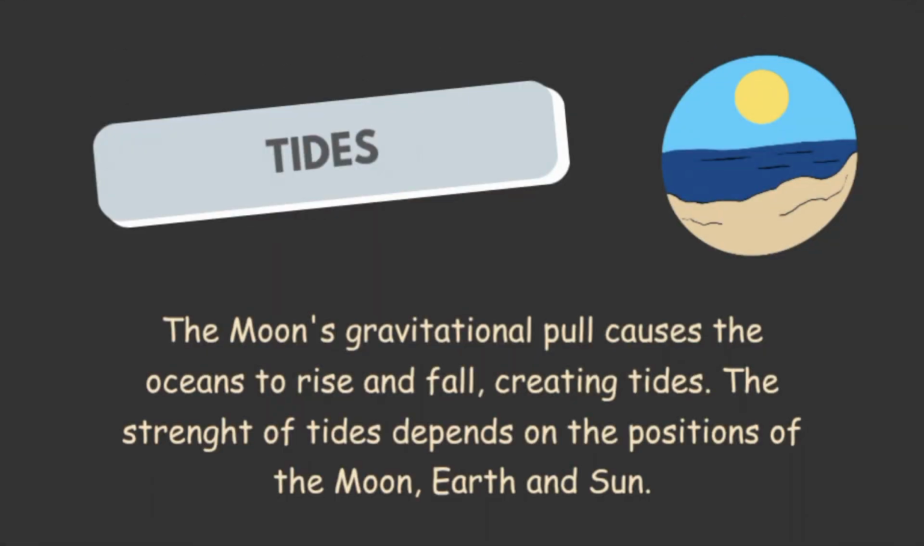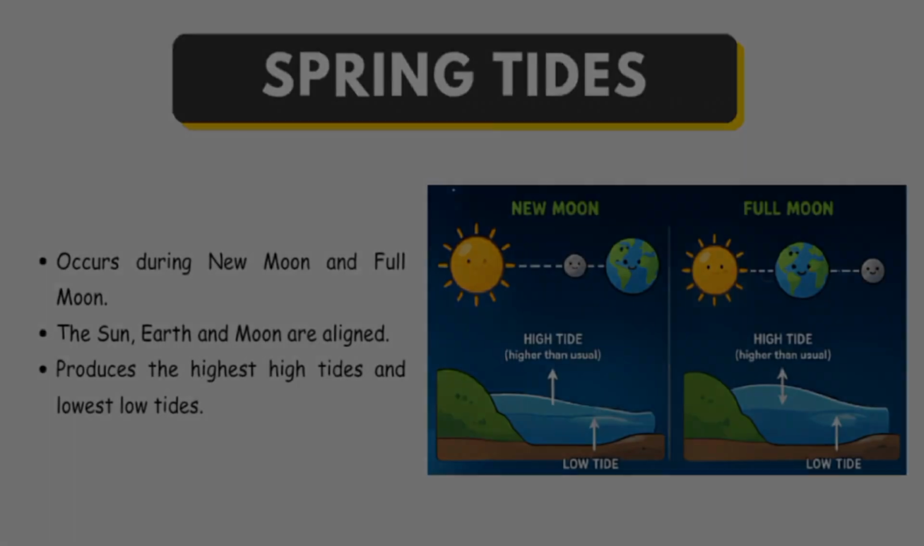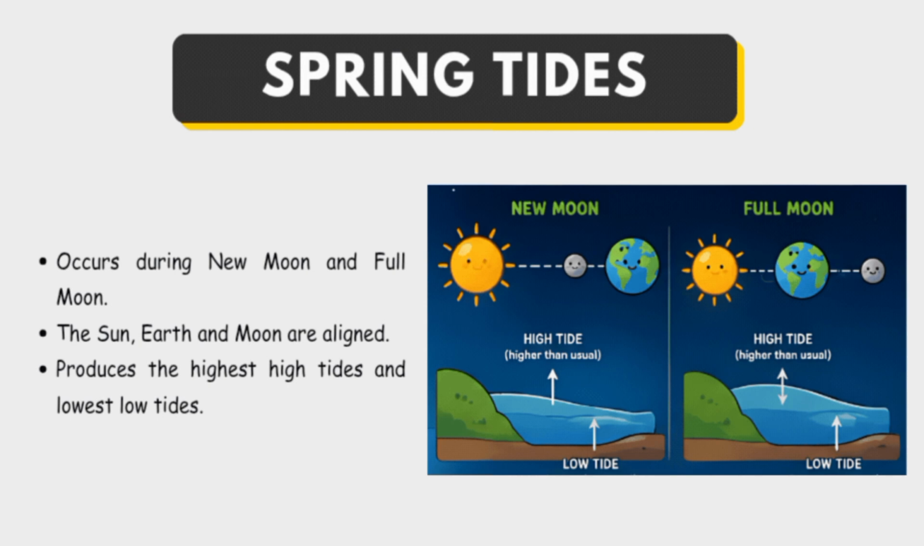Let's look at one of the moon's important effects on Earth, which is tides. The moon's gravitational pull causes the water in Earth's oceans to rise and fall. This creates tides. The strength of tides depends on the positions of the moon, Earth, and the sun. There are two different types of tides. First, we have spring tides. Spring tides occur during the new moon and full moon phases.